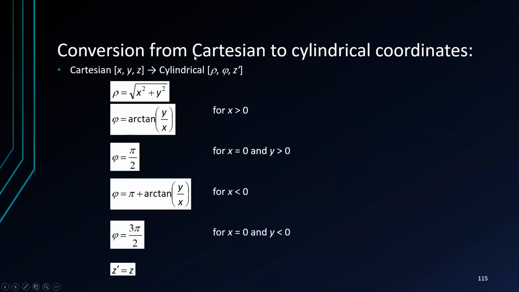So, conversion from Cartesian to cylindrical coordinate. Cartesian, x, y, z. To cylindrical, rho, P, z prime. Kasi dalawa siya, di ba? So, rho is equal to the square root of x squared plus y squared. P is equal to arctangent of y over x. P is equal to pi over 2 for x equal to 0 and y greater than 0. P is equal to pi plus arctangent of y over x for x less than 0. P is equal to 3 pi over 2 for x equal to 0 and y less than 0. z prime is equal to z. Equal siya.